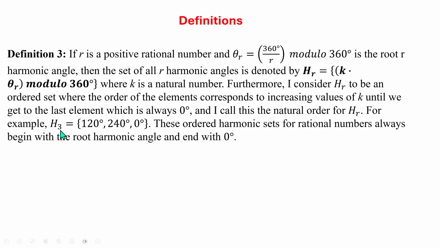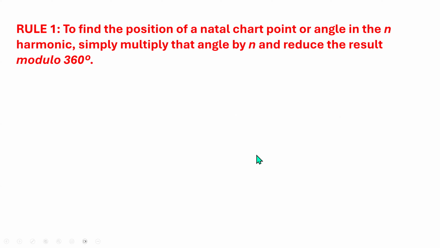For example, H sub 3, this will be our set of 3 harmonics in their natural order. It starts with the root 3 harmonic angle, which is 120 degrees. Then we go to 240 degrees, add 120 degrees to that, we get 360, but that modulo 360 degrees is equal to 0 degrees. Again, these ordered harmonic sets for rational numbers always begin with the root harmonic angle and end with 0 degrees.